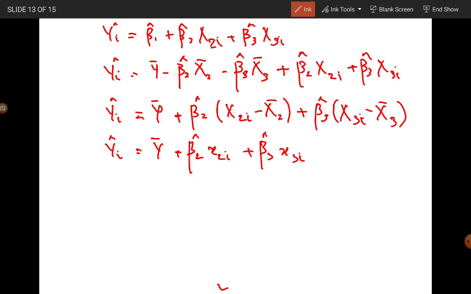Now, to prove that the mean value of yi hat is equal to the mean value of the observed yi, I can sum up the equation on both sides. When I sum it up, I get summation yi hat equals, since y bar is a constant, summed over n times, where n is the sample size, n times y bar plus beta 2 hat summation x2i plus beta 3 hat summation x3i.